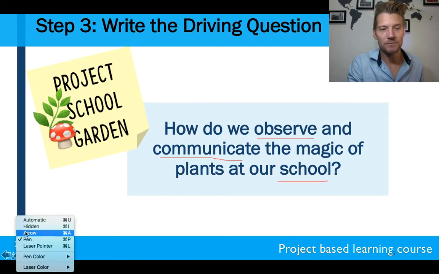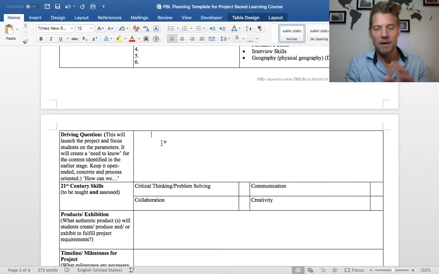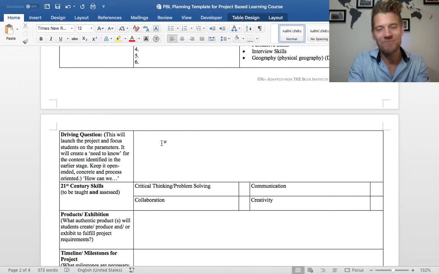Now I'm going to go back over here to our project planner and write the driving question. So this is your task, write the driving question. And again, I would start by just thinking big and then starting to get those need-to-know skills. So how can we use data to make an effective improvement on our local waterway?